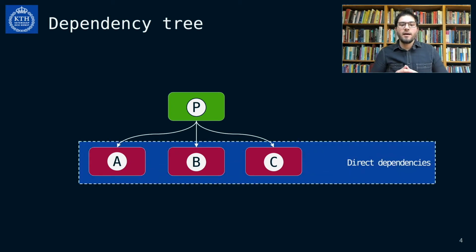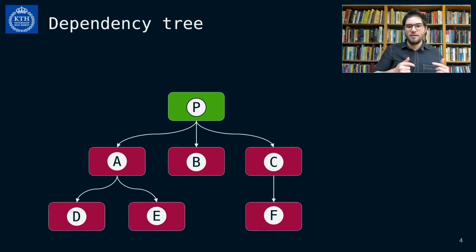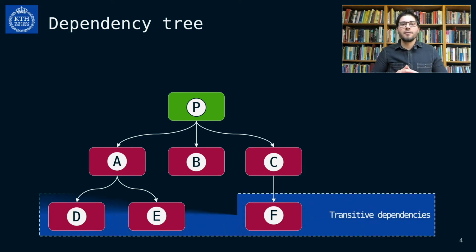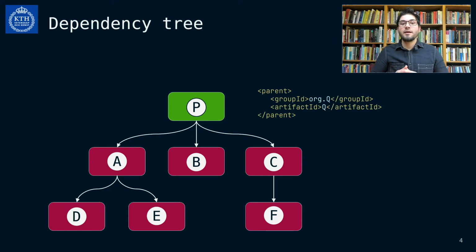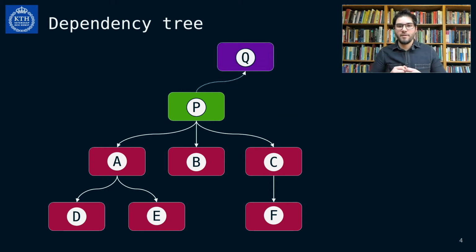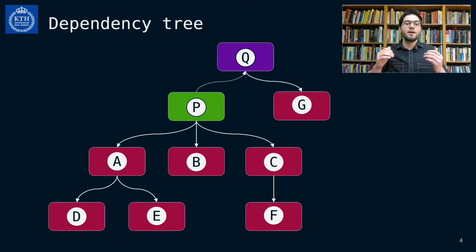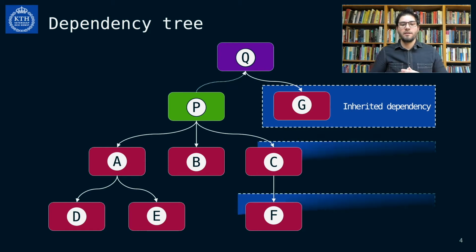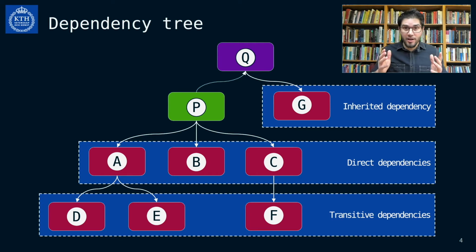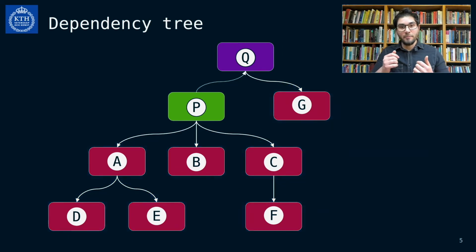But the dependency A has other dependencies, D and E, and dependency C has a dependency F. D, E, and F are called transitive dependencies of the project P. On the other hand, this project P declares the module Q in its parent, and Q declares a direct dependency G. So, in this context, G becomes an inherited dependency of project P. In summary, we can distinguish 3 different types of dependencies in the project P: direct dependencies, transitive dependencies, and inherited dependencies. This is the dependency tree of project P as interpreted by Maven.